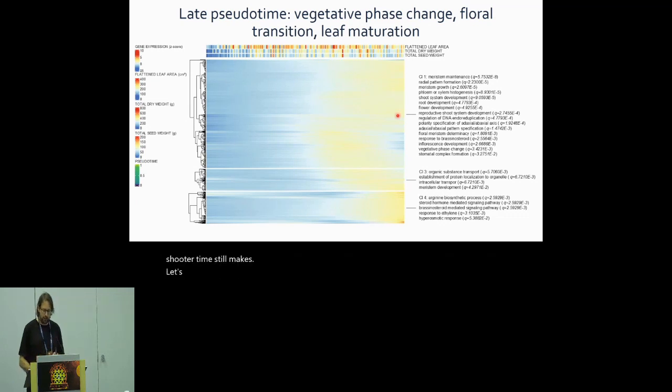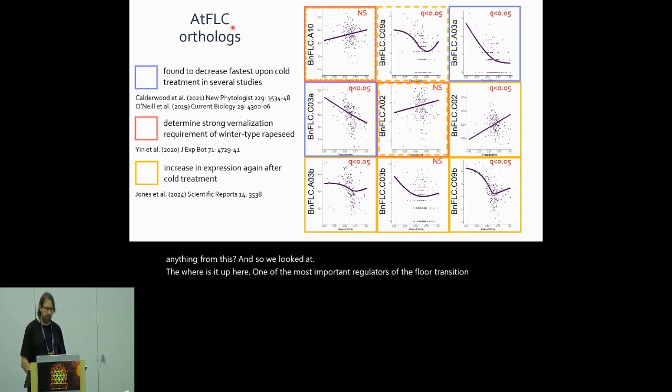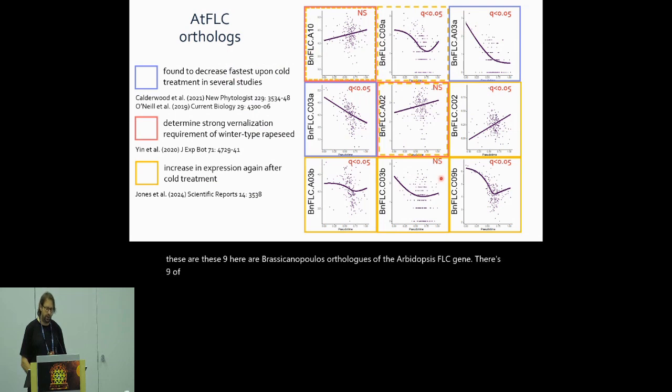So can you look at the gene expression profile across pseudotime and conclude anything from this? And so we looked at one of the most important regulators of the floral transition, FLC. So these 9 here are Brassica napus orthologs of the Arabidopsis FLC gene. There are 9 of them in our data set. And then if you look at them, they all show different kinds of profiles. Some of them are not significantly differentially expressed across pseudotime. Some of the others are.